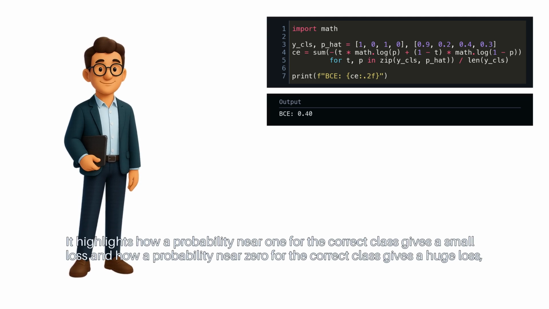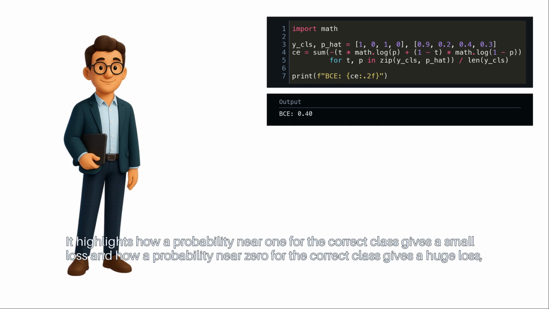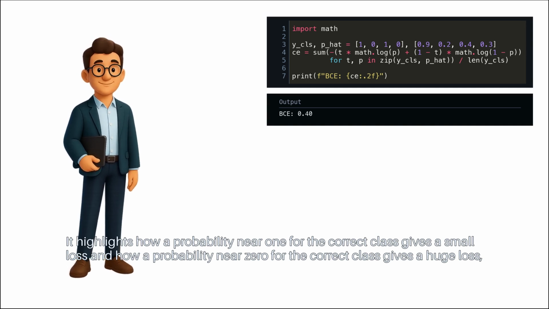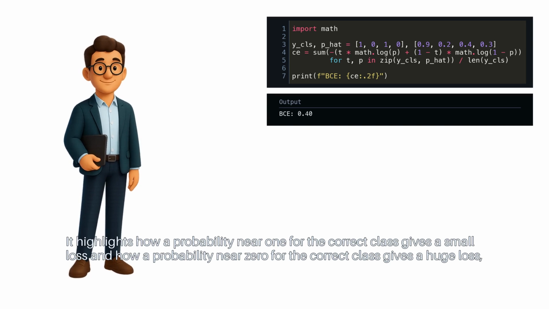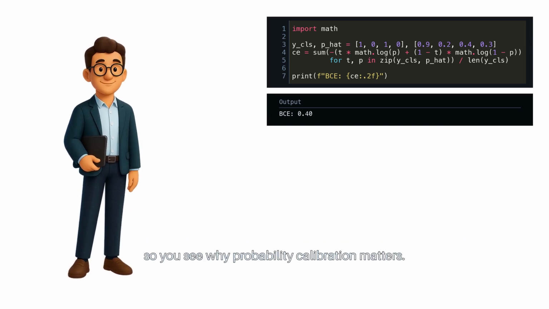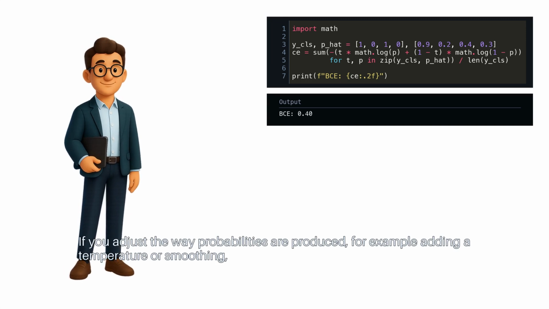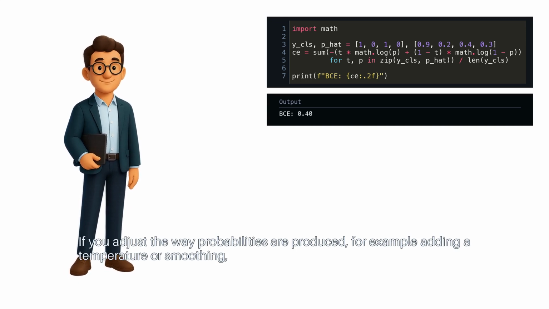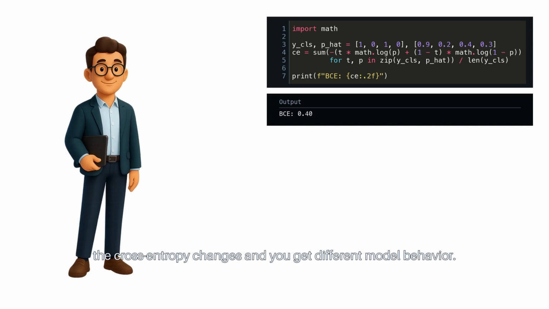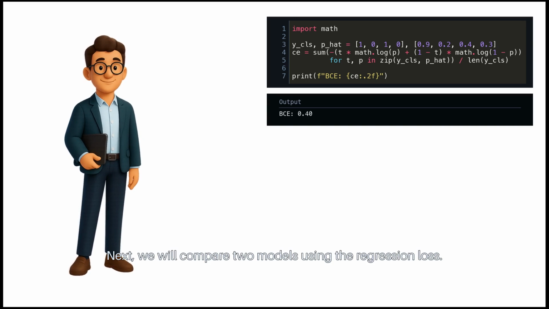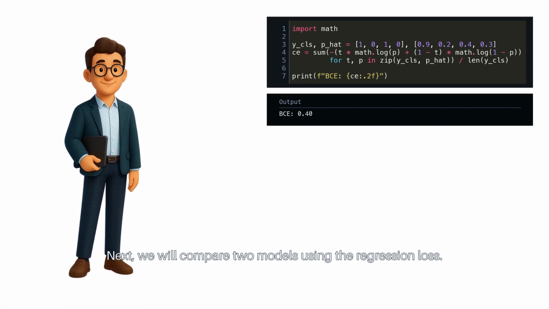It highlights how a probability near 1 for the correct class gives a small loss, and how a probability near 0 for the correct class gives a huge loss. So you see why probability calibration matters. If you adjust the way probabilities are produced, for example, adding a temperature or smoothing, the cross-entropy changes and you get different model behavior. Next, we will compare two models using the regression loss.